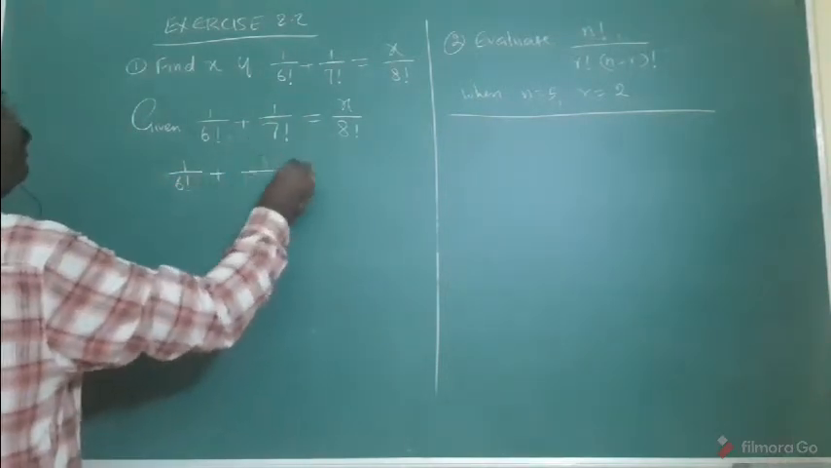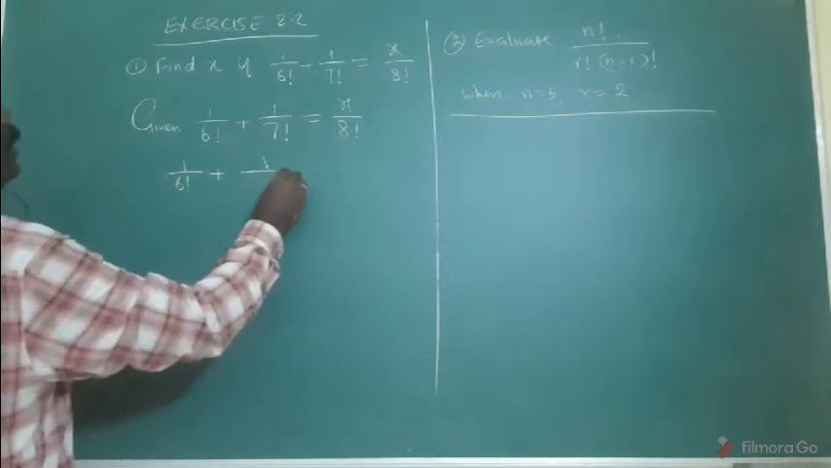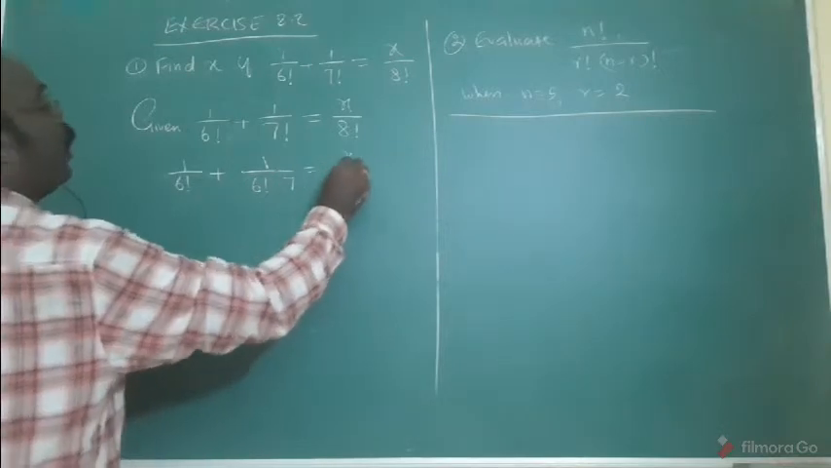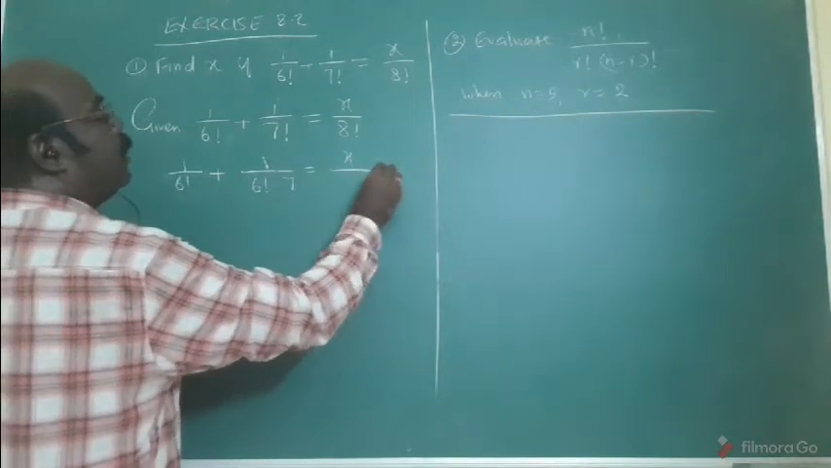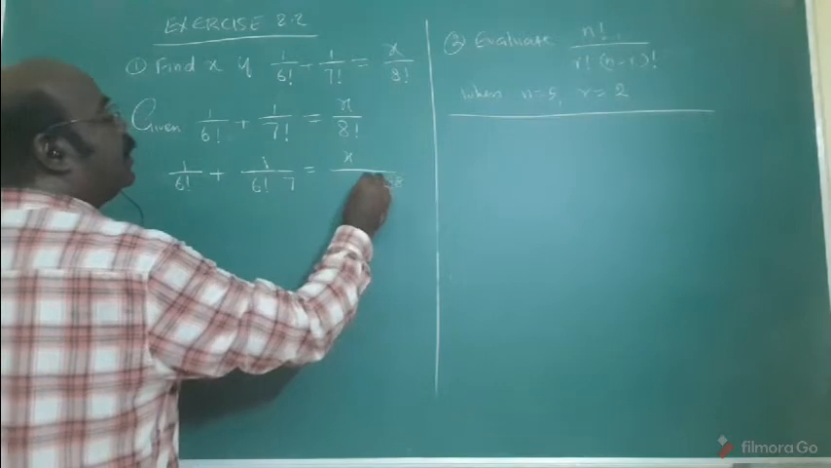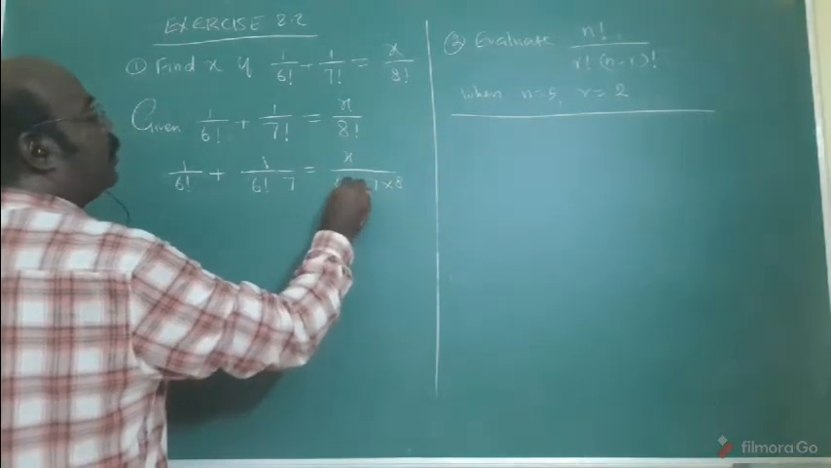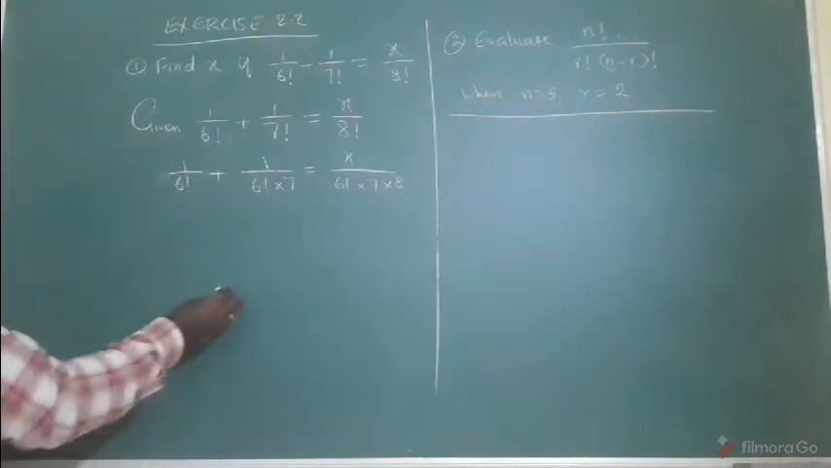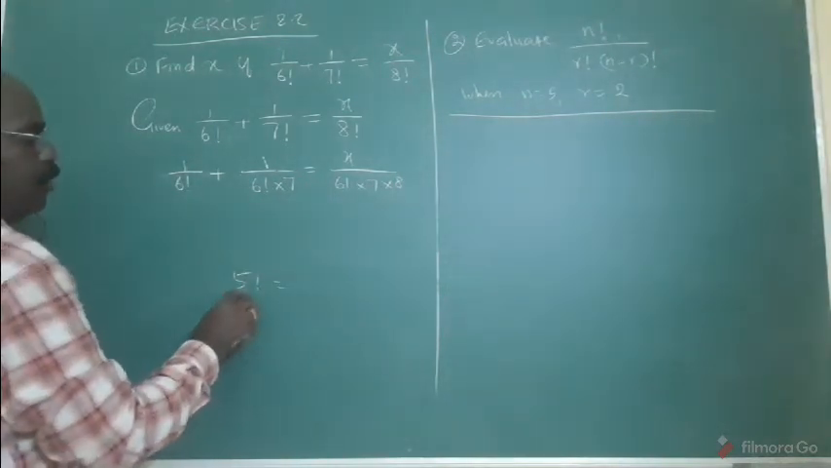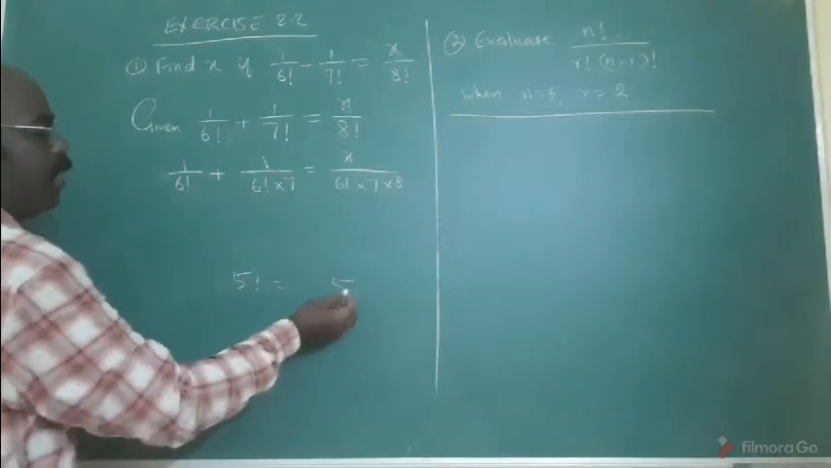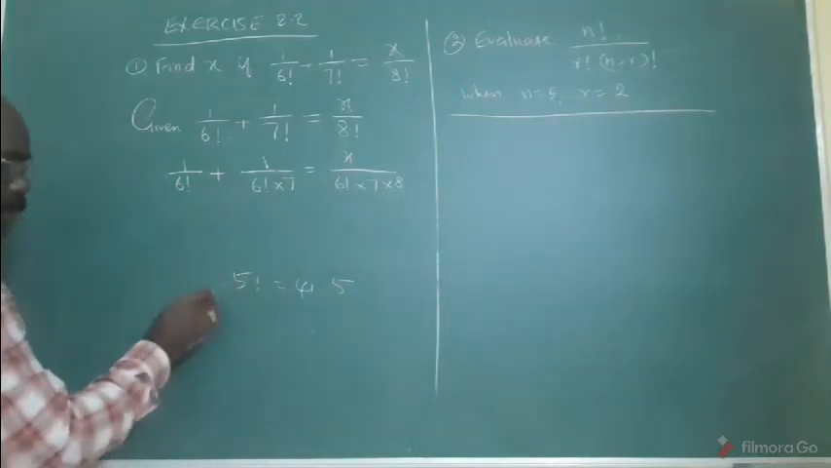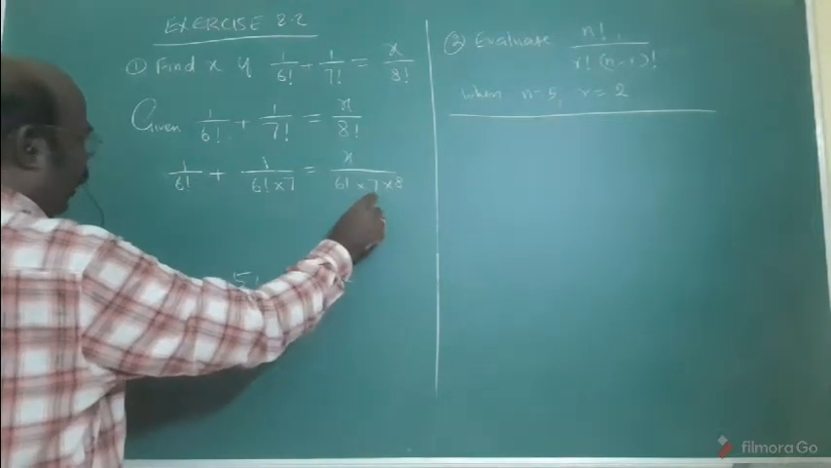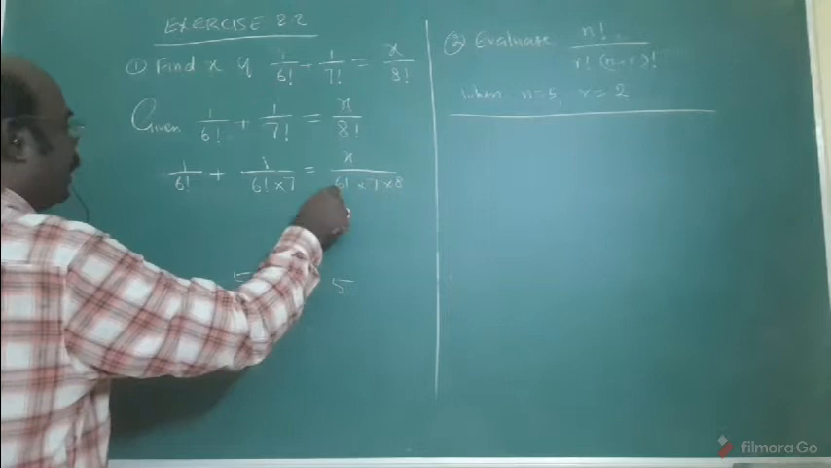Now, 7 factorial can be written as 7 into the previous number, 6 factorial. Here also, 8 factorial can be written as 8 into 7 into 6 factorial. Am I correct? This is a small idea. Any factorial, say 5 factorial, is 5 without factorial times the previous number with factorial. The same thing, 8 factorial can be written as 8 into 7 factorial, and 7 factorial can be written as 7 into 6 factorial.